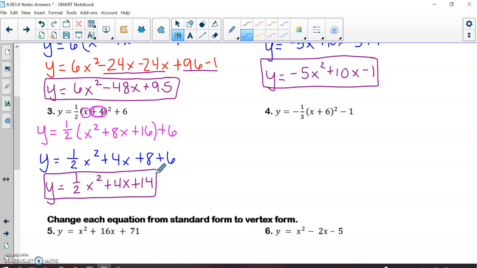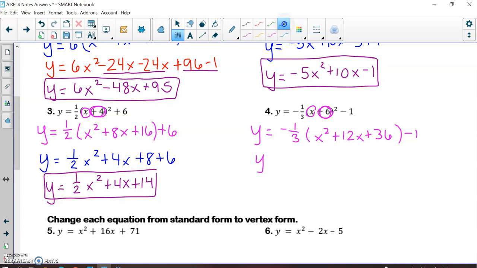All right, looking at number 4, same thing. I'm going to show you the shortcut. Y is equal to a negative 1/3, and then I square my first term to get an x squared. I multiply the two terms together, which would give me a 6x, and then I multiply by 2 to give me a plus 12x, and then I square my last term, which would be a plus 36. And then I have that minus 1 on the outside.